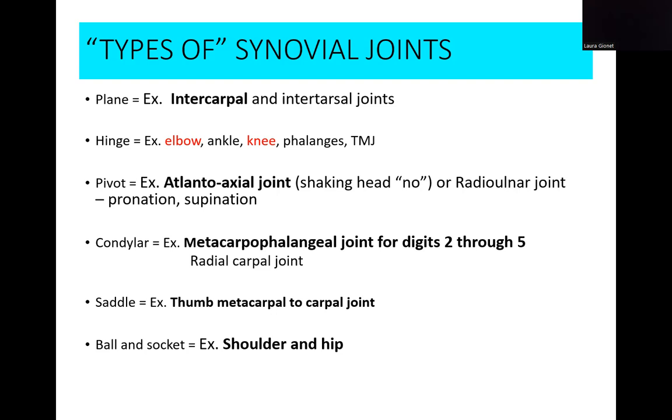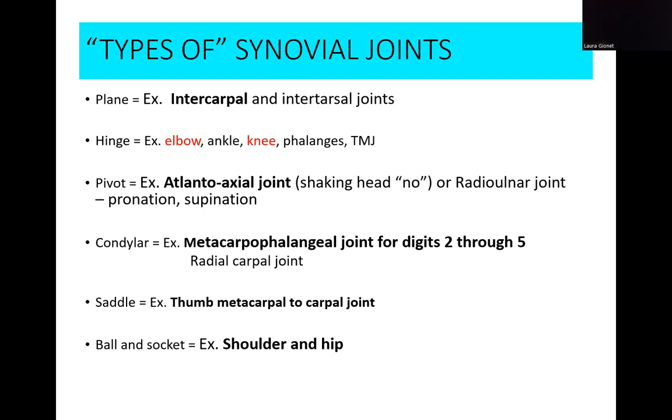But your elbows, flexing your elbow and extending, and flexing your knee and extending, those are good examples. That's why I put them in red. Pivot joints, like the atlas and axis we described before, and also how the radius moves on the ulna when you pronate and supinate and you don't move your shoulder joint at all. Just palms down, palms up, palms down, palms up.